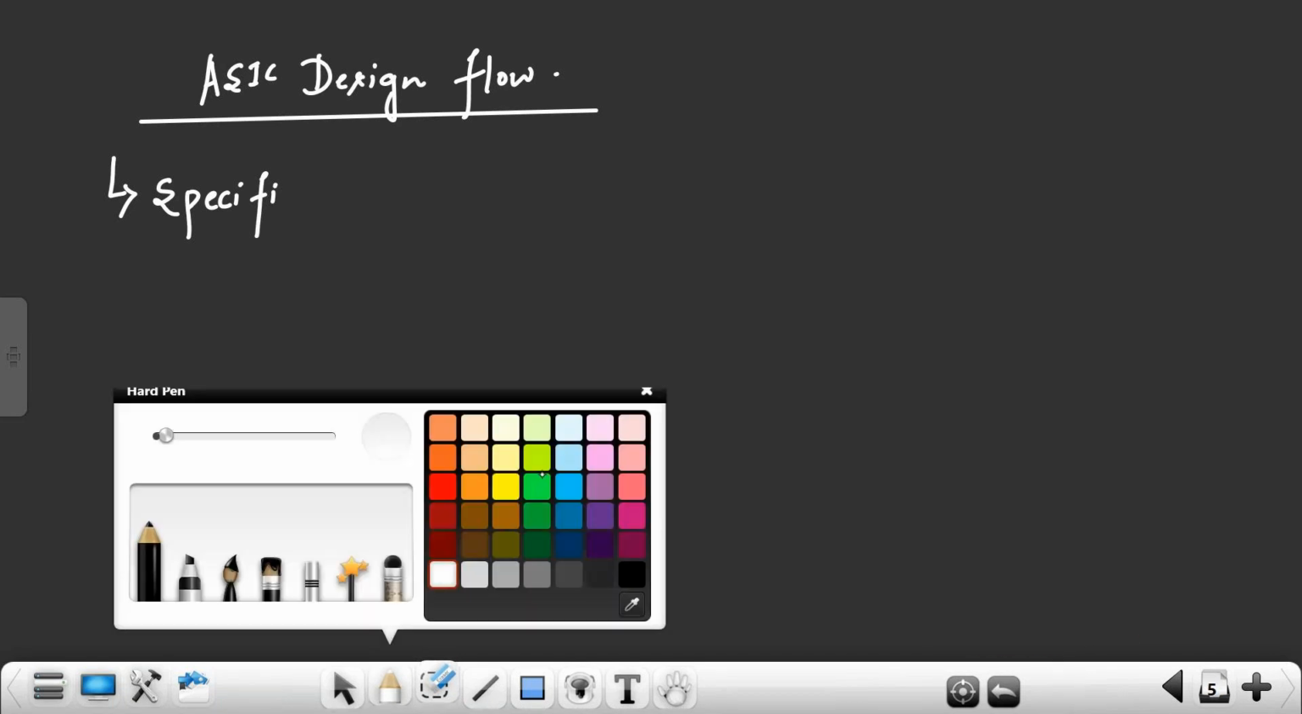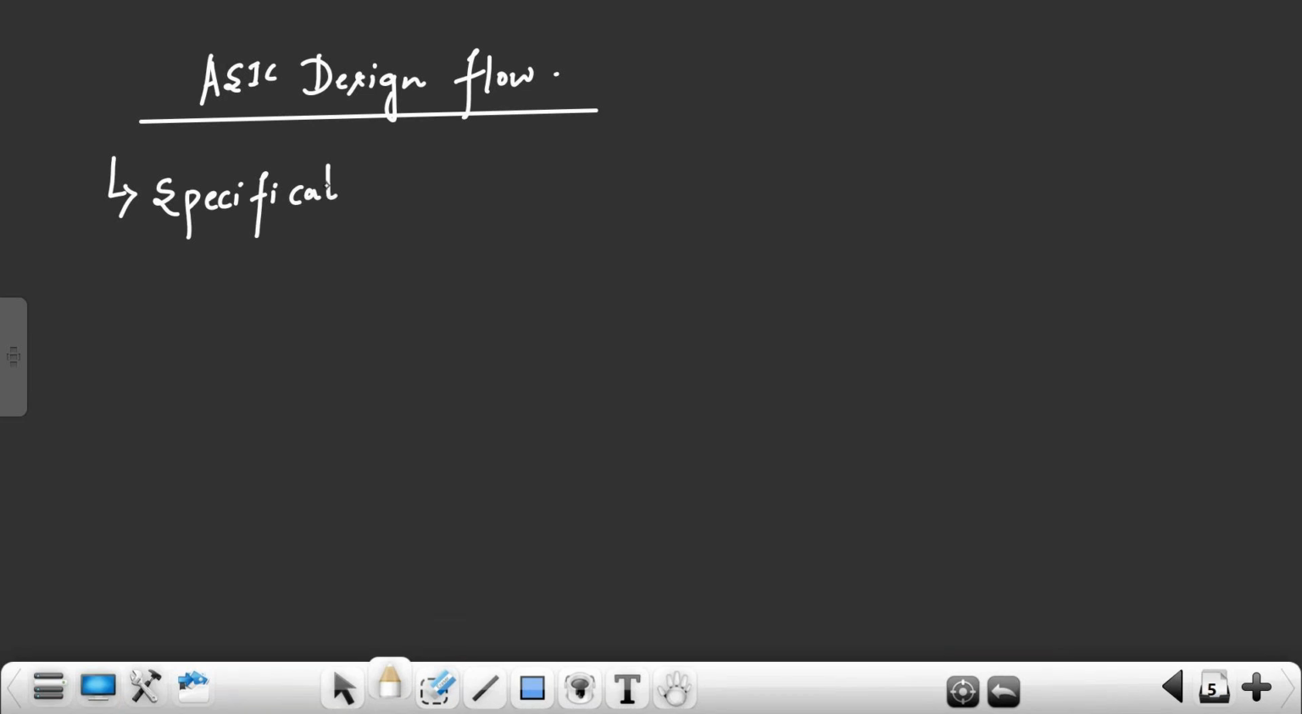So the first step goes with what? Specification. Generally, what happens in specification? The top team is involved, not all engineers are involved here. Top team means the company top team is involved, especially the marketing team and other teams. They will get the specification for ICs, like what IC you are about to design. What are the functional blocks that I see?